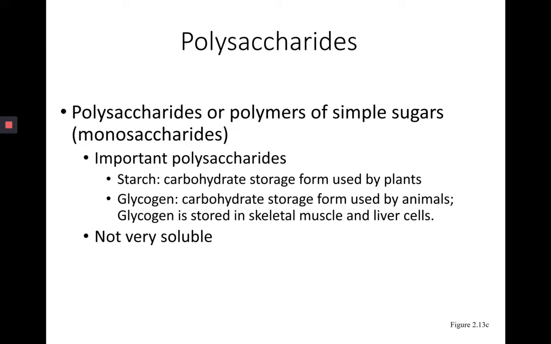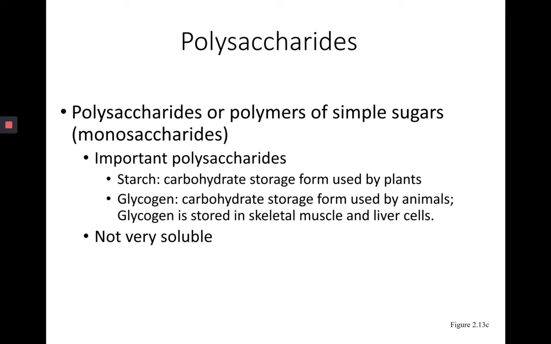Polysaccharides are essentially even more sugars. Really, they're just polymers of simple sugars. Again, the simple sugar is another name for the monosaccharide. Important polysaccharides we're going to look at are starch and glycogen. Starch is going to be found in plants. It's the carbohydrate energy storage form used by plants, whereas glycogen is the carbohydrate energy storage form used by animals.